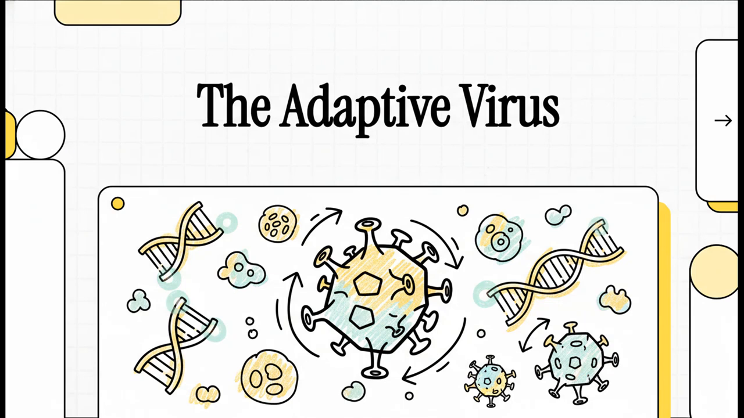Okay, have you ever thought about a real-life shapeshifter? Something that can actually change its very identity to survive? It sounds like something straight out of science fiction, right? But get this, it's happening all around us every single day on a microscopic level. Today, we're diving into the world of a true master of disguise, a virus that literally rewrites its own rules to stay in the game.